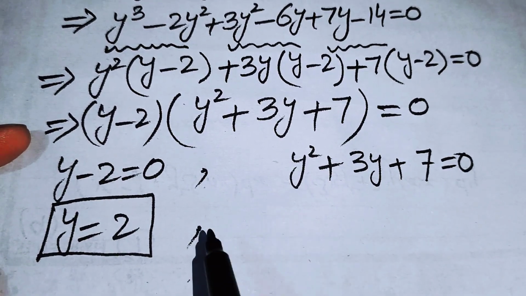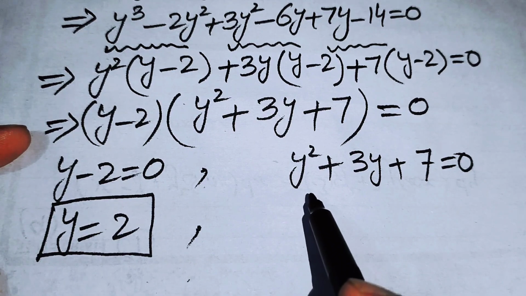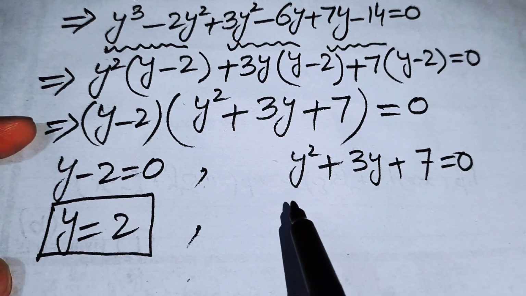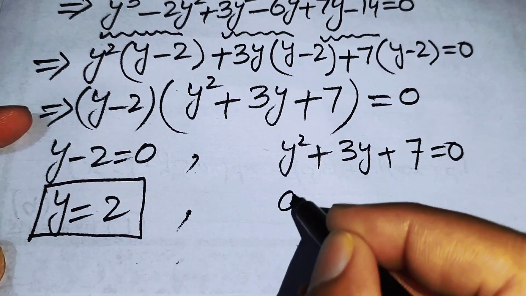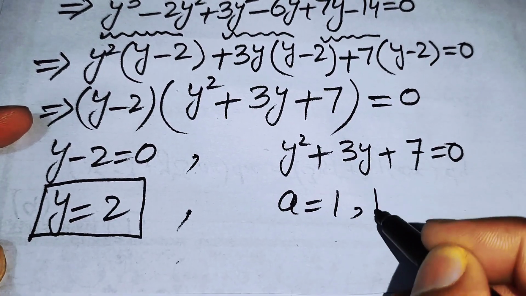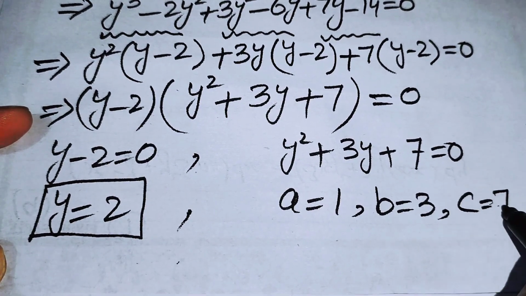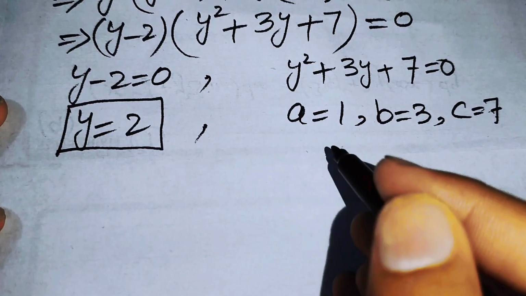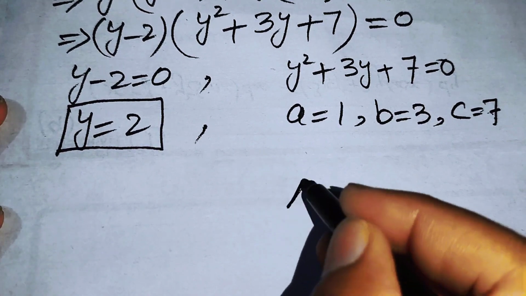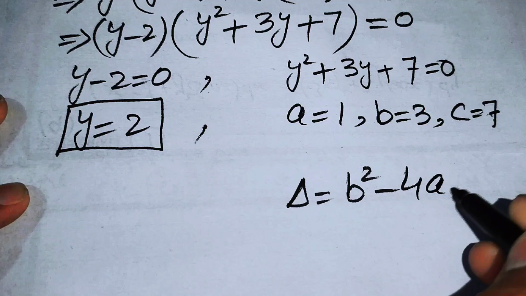Here we need only real roots, and we will solve this problem for real roots only, so first I will check whether this quadratic equation has real roots or complex roots by using the discriminant formula. Here a is equal to 1, b is equal to 3, and c is equal to 7. You know the discriminant formula: delta is equal to b squared minus 4ac.